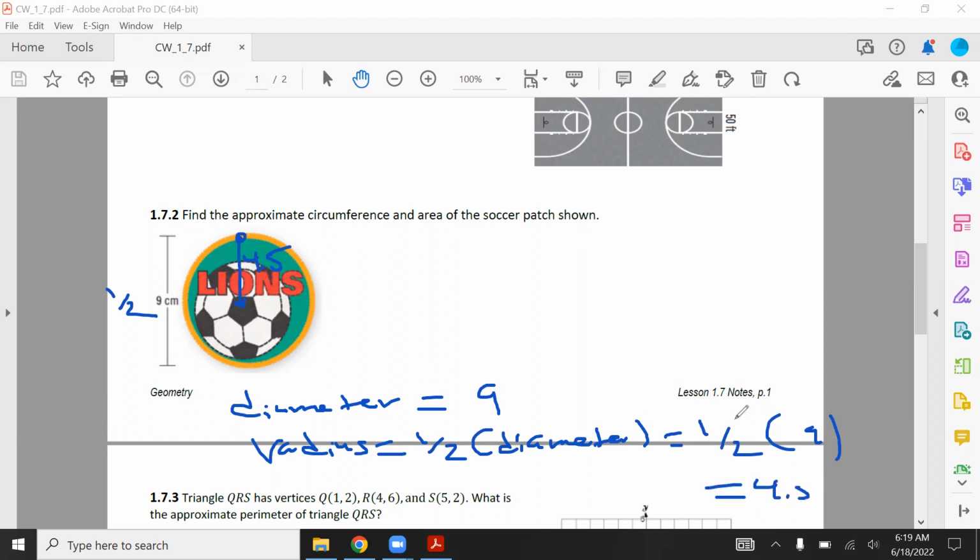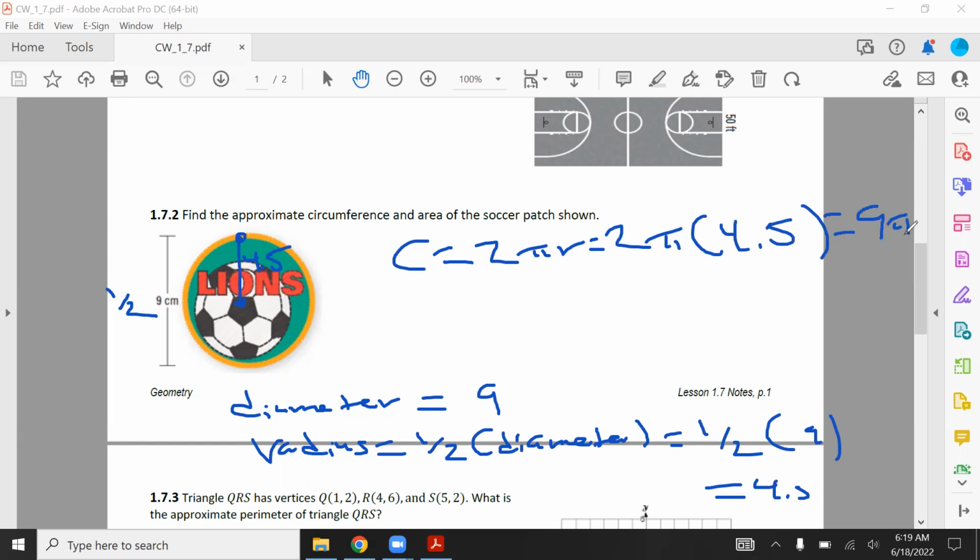which is 4.5. So circumference is 2 pi r, or 2 pi times 4.5, which would be 9 pi. And you can leave the answers in terms of pi. You don't have to multiply the pi out. Some people like to. And then you get some weird number.